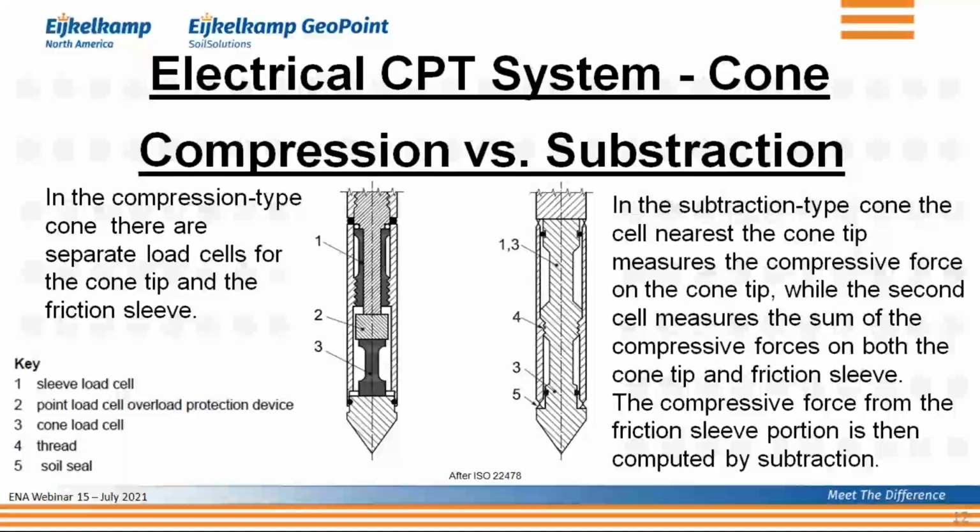And then finally, of course, the issue that Troy already mentioned, compression versus subtraction. In the compression cone, you have separate load cells for the cone tip and the friction sleeve, whereas in the subtraction cone, we have one load cell that covers the tip resistance, and then a combined load cell for the tip and the sleeve friction. Then obviously, to figure out what is the sleeve friction, what is the load on that friction sleeve, you need to subtract the two, and that's why you get the subtraction cone. So again, a question: compression versus subtraction. What is the right option?